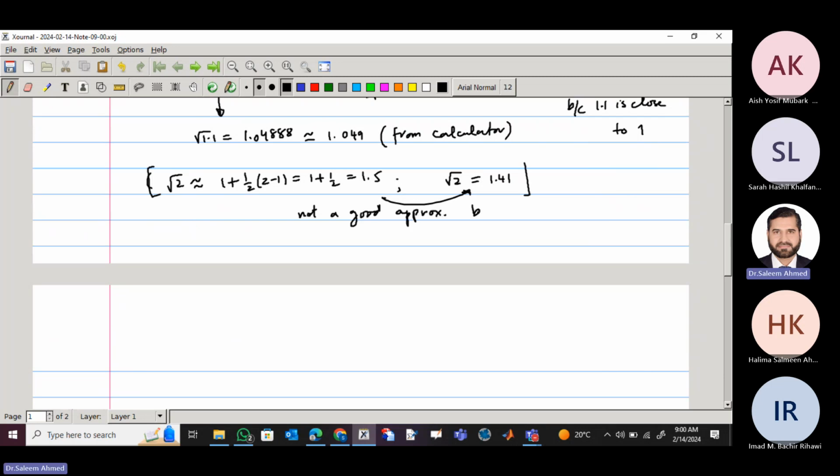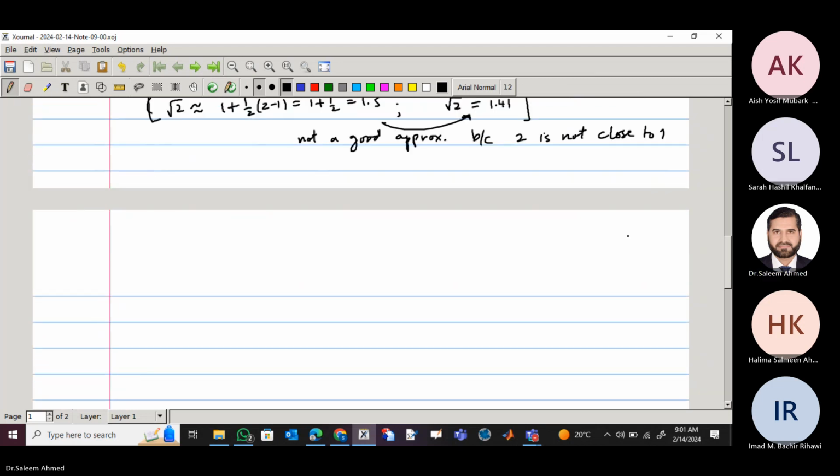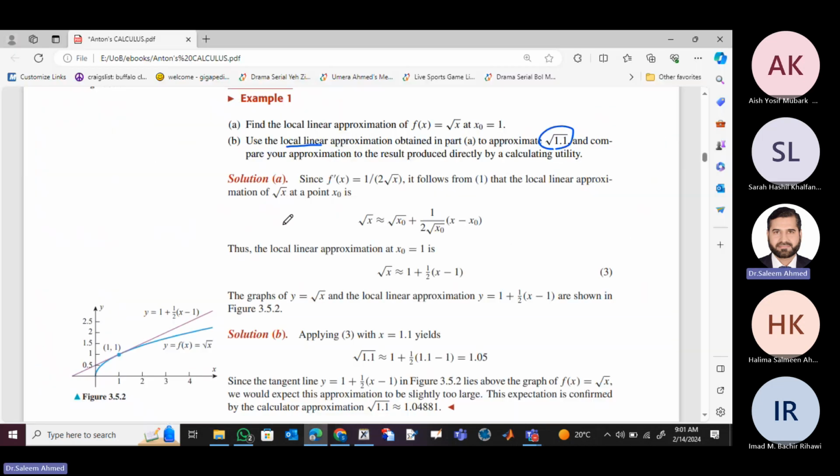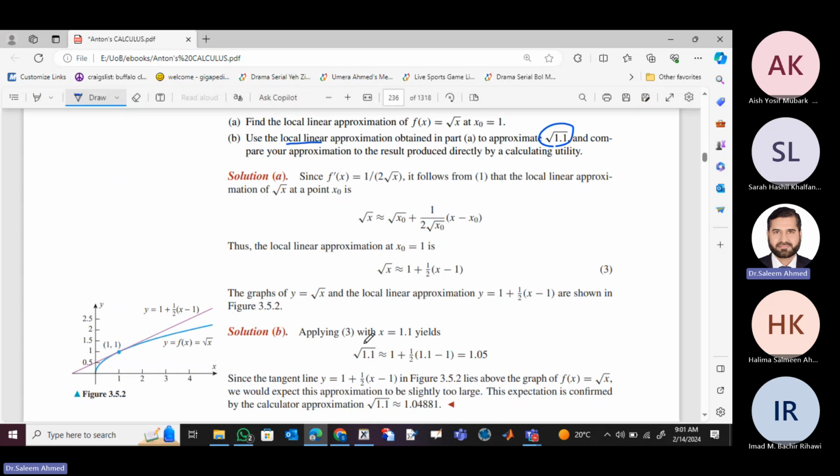And what is the reason? Because 2 is not close to 1, right? So at 1.1, 1.2, maybe 0.9, 0.8, they will give you good approximation. So what is the third case here? Yeah, only 2 parts. So we are done here.